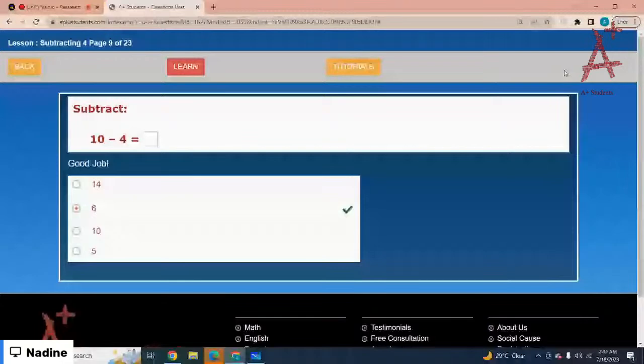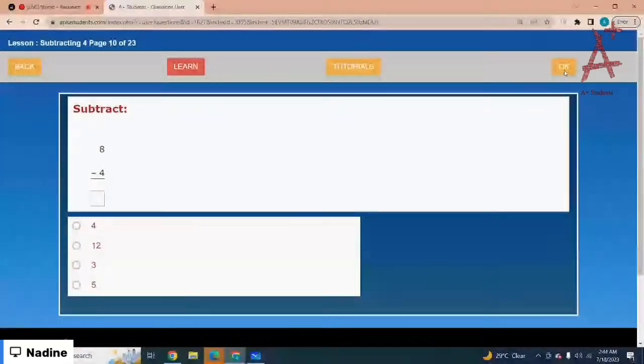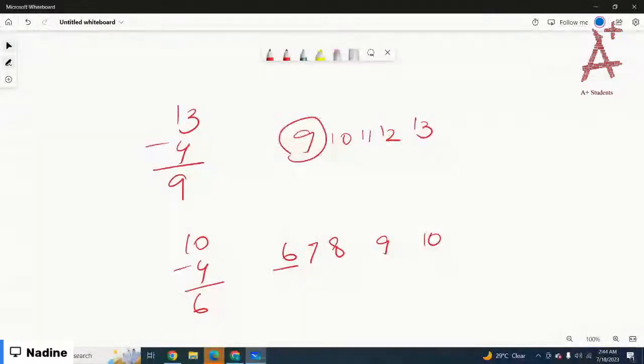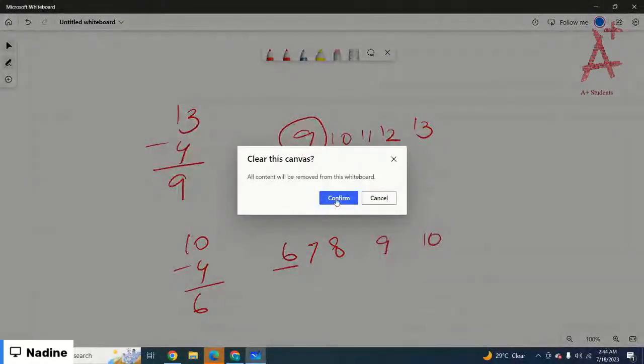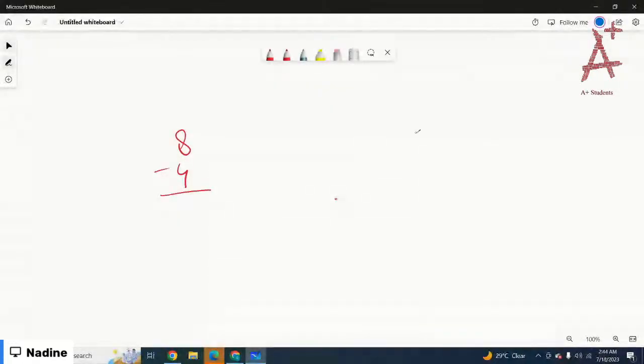The next one is 8 take away 4. So start with 8 and go back 4 numbers. 8, 7, 6, 5. So you end up on 4. So that means 8 take away 4 is 4. The correct option is 4. 8 take away 4 is 4.